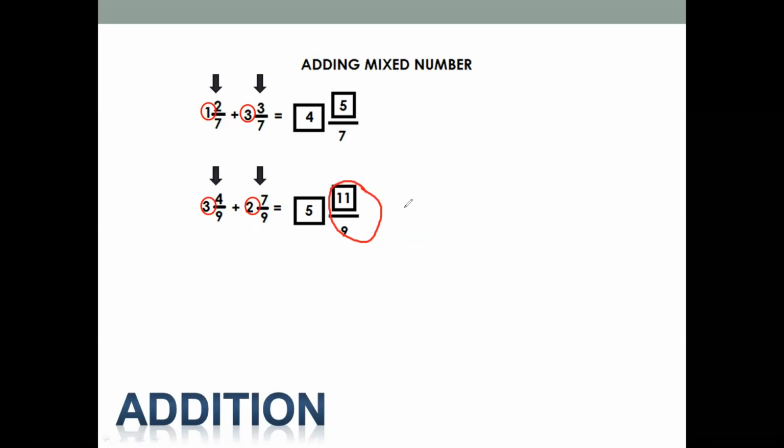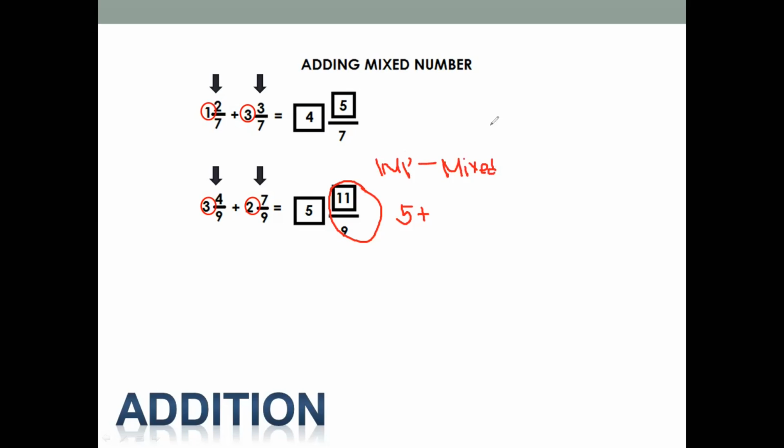So our 5 as a whole number should be added to the whole number we get from converting 11/9 from an improper fraction into a mixed number. So the answer is 6 and 2/9. Again, if you don't know how to convert improper to mixed, check our previous video on converting fractions.